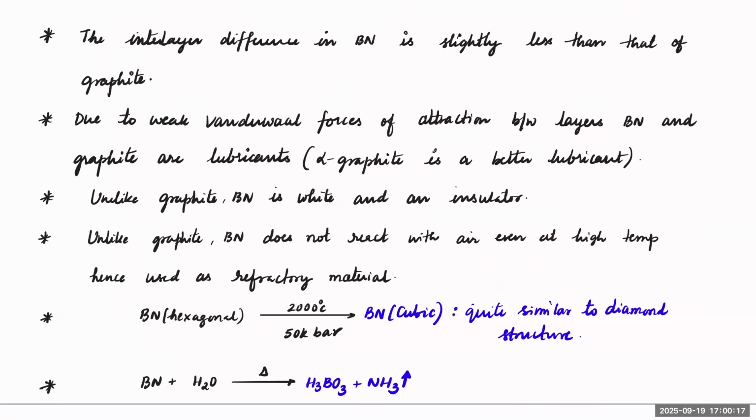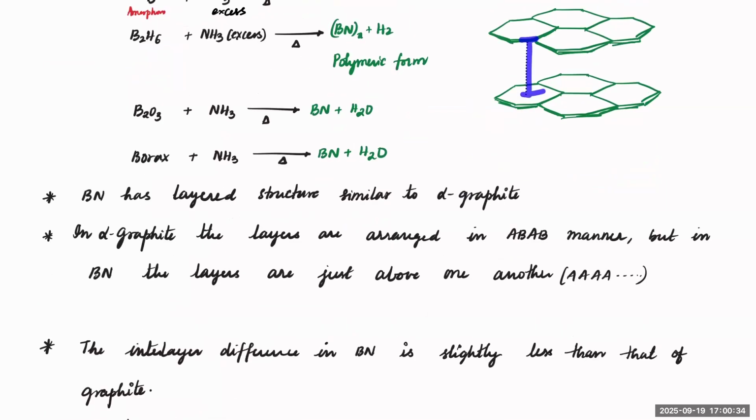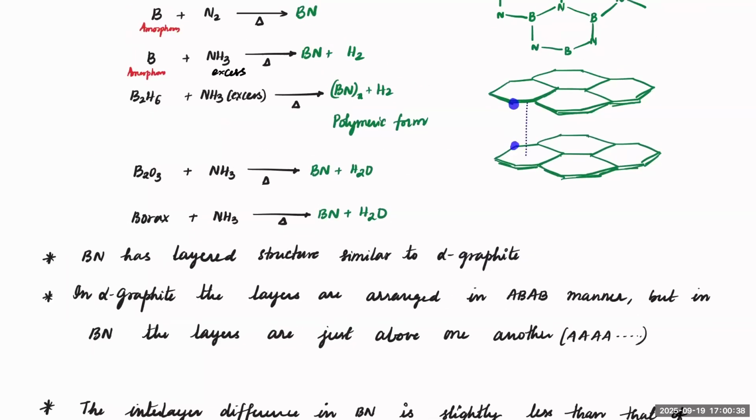Next, the interlayer distance in boron nitride is slightly less than in graphite. This is called the interlayer distance. In the case of graphite, this length is longer because there is no polarity. But in boron nitride, imagine boron here and nitrogen here, so there will be an attractive force, which makes that length smaller.